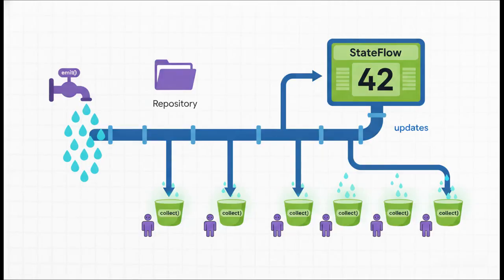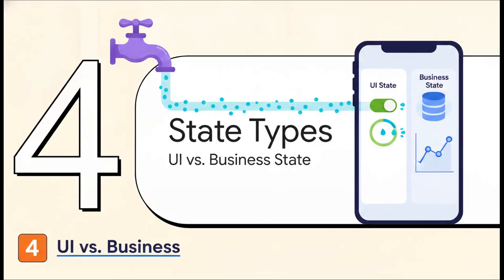This brings us to the single source of truth. Inside the repository, you have one authoritative source, a state flow. When that data changes, every single ViewModel observing it gets the update simultaneously. It's the mechanism that makes your entire data layer coherent. One source, many readers.